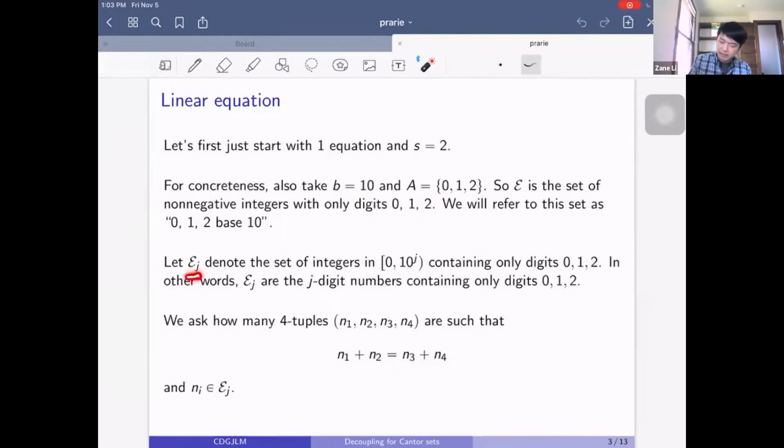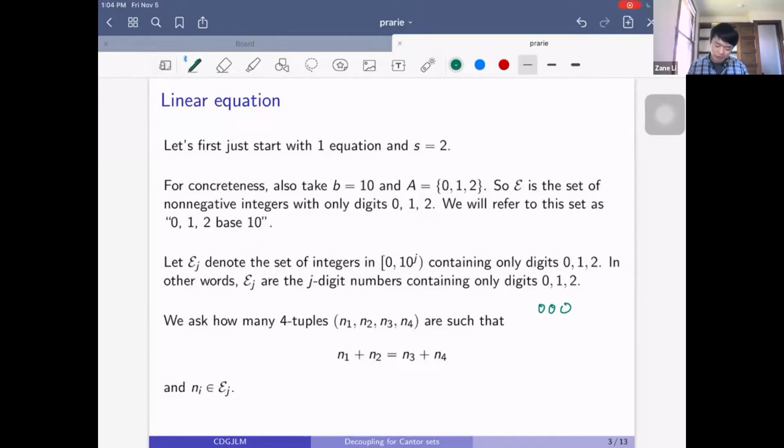EJ will be the set of integers between 0 and 10 to the j containing only digits 0, 1, and 2. In other words, EJ are the j-digit numbers containing only digits 0, 1, and 2. By j-digit, I mean, for example, that 0, 0, 0 is a 3-digit number. Okay, so let's play with the toy problem.